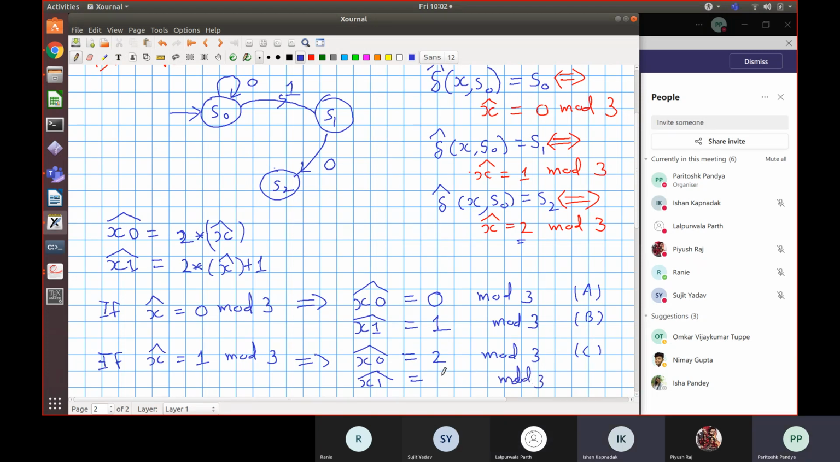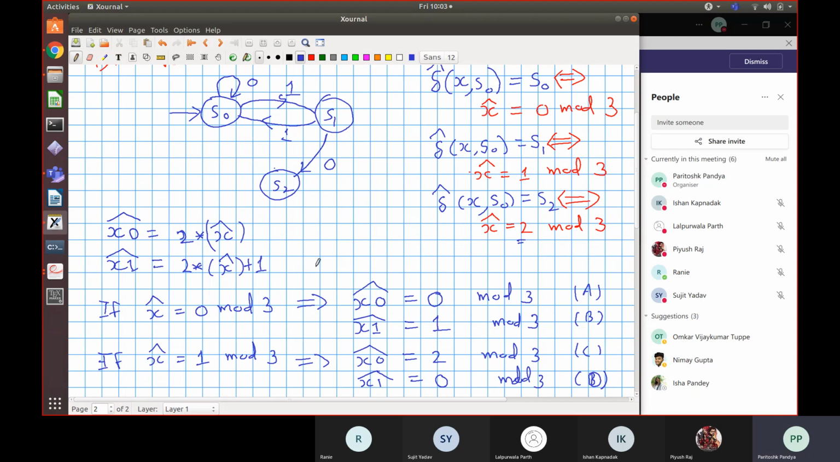What will I get here? 0. Yeah, actually I will get 3, 2 plus 1, but that modulo 3 will give you 0 back, right? Remainder cannot be 3. We can once again divide by 3 and get remainder as 0. So if I get a 1 here, I will go to S0, and this is by this line D. Okay, got it.